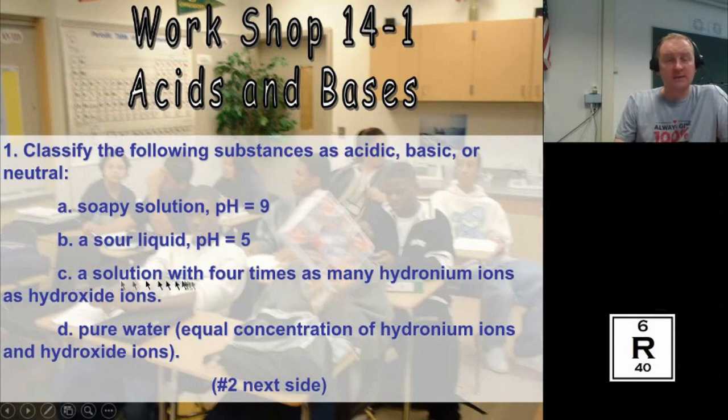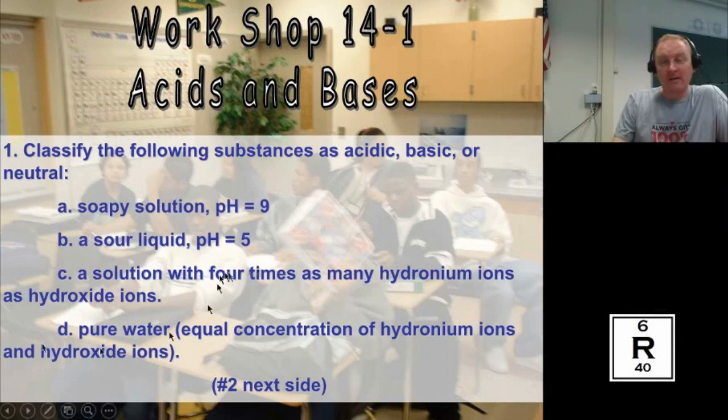How about C? A solution with 4 times as many hydronium ions as hydroxide ions. When you answer this one, you should go back in your notes and look at the definition of hydronium and the definition of hydroxide. Are we talking about acids or bases? I have 4 times as many of this one, so you should be able to figure out if that's an acid or a base. And D, with pure water, you've got equal concentrations of hydronium ions and hydroxide ions. If you have equal amounts, would it be an acid or a base? Hint, that's a trick question.